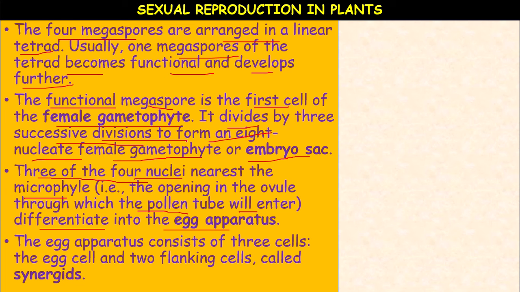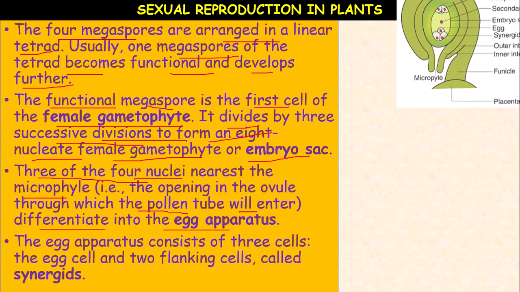Further development: out of those 8 nuclei, there are 2 polar nuclei, which form a diploid secondary nucleus, and 3 nuclei at the chalazal end of the embryo sac. They are called antipodals.